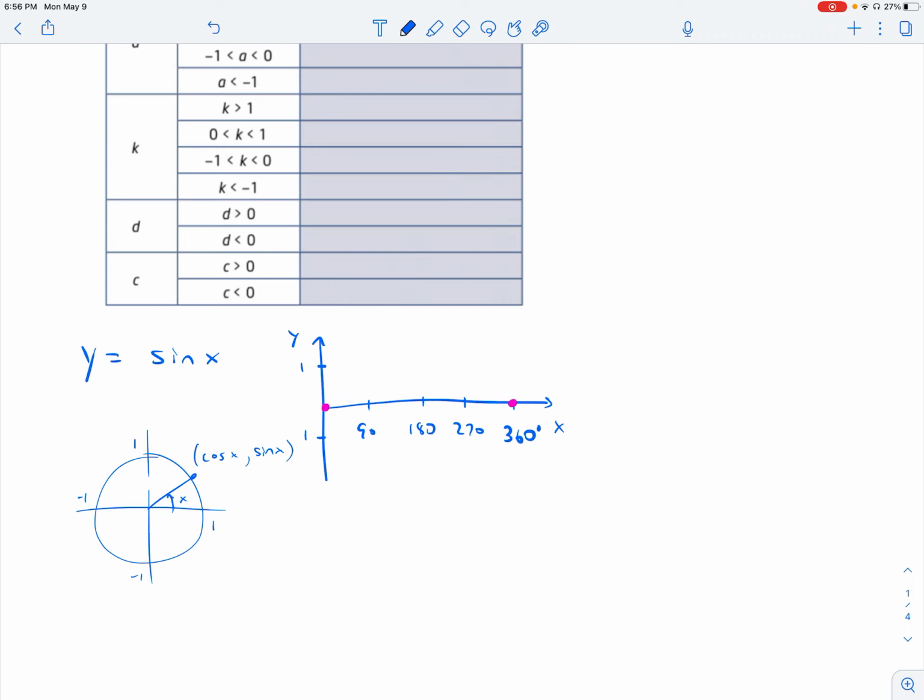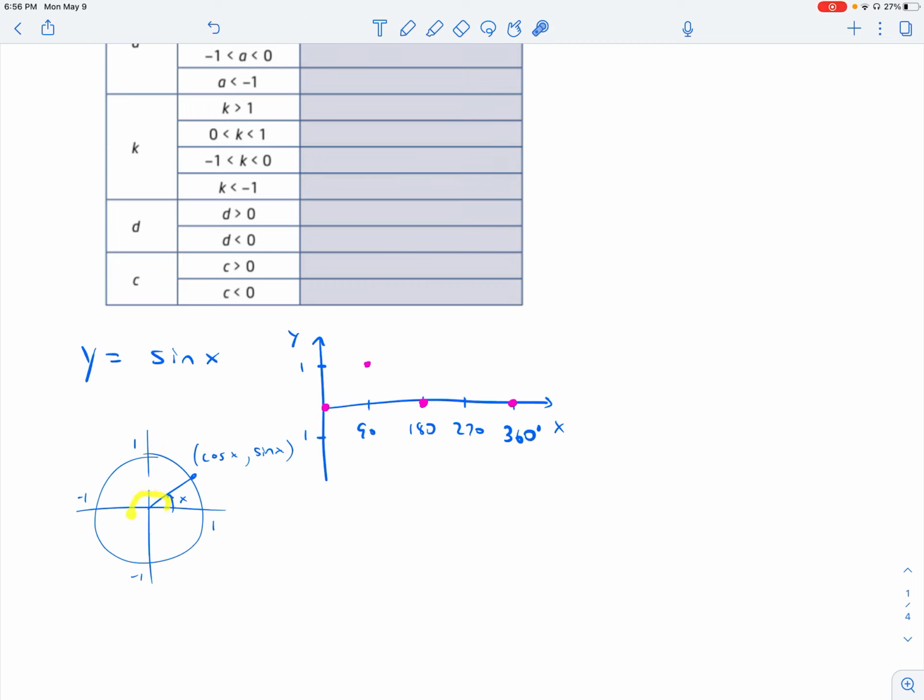I'm going to go back to pink. When x is 90, that means when we rotate 90, the y value of my ordered pair, sine of 90, is going to be 1, a maximum value of 1. So I can draw a nice point up here. As I keep rotating to 180, the y value is going to be 0. If I rotate 180, this ordered pair is negative 1 comma 0, so the y value is 0. So I'll have a point right there.